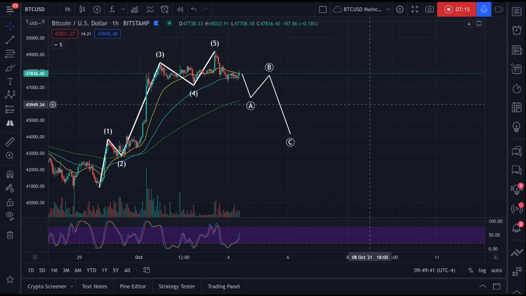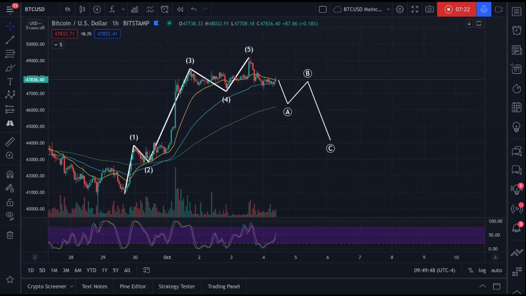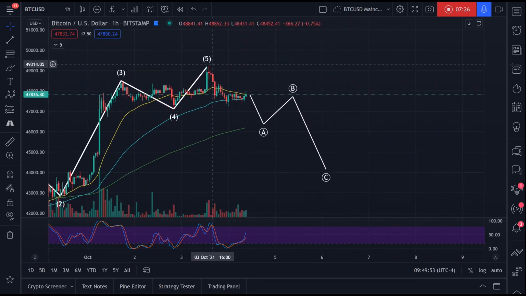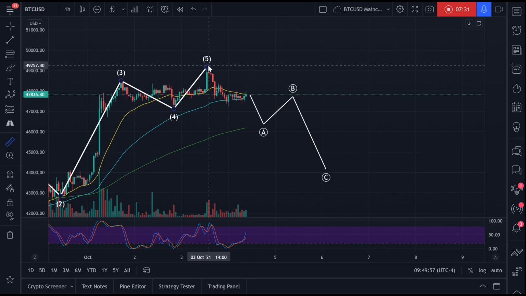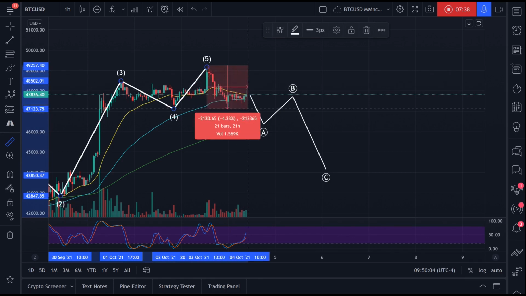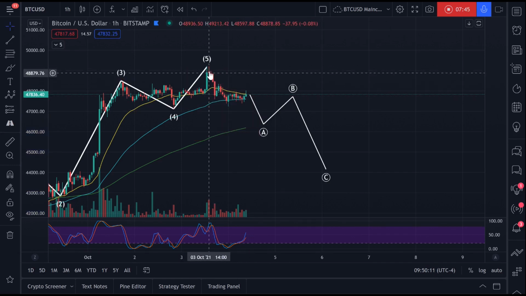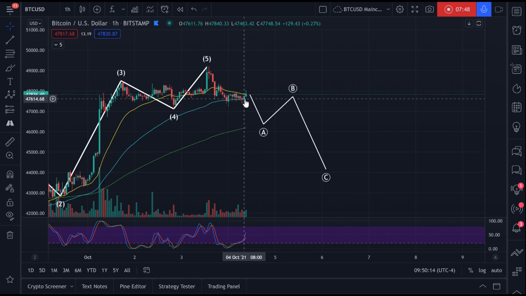Okay, now to get more specific, we want to look and see what we've already done. That's going to help us be more precise with what the anatomy of this correction should look like. Right here, this is taken ever since we hit our high at around 1 p.m. Eastern Standard Time, October 3rd. We've been correcting for about 20 hours, okay? And that's an A wave. It's quite clear, right? A, B, C, okay?